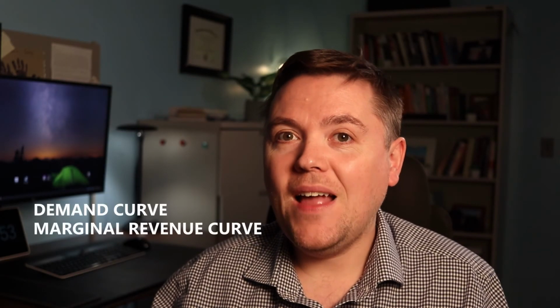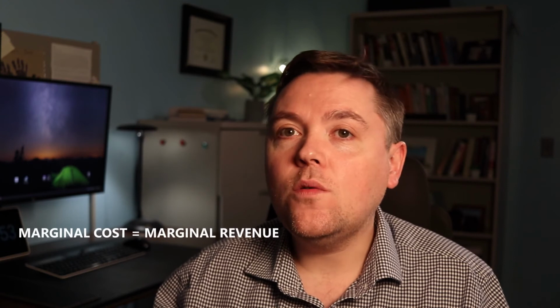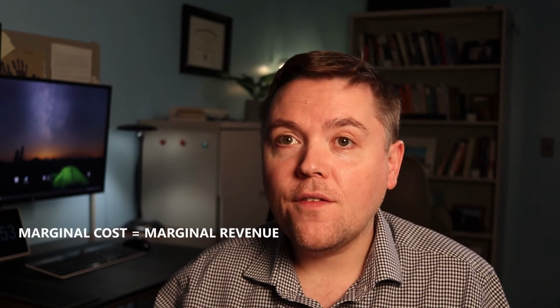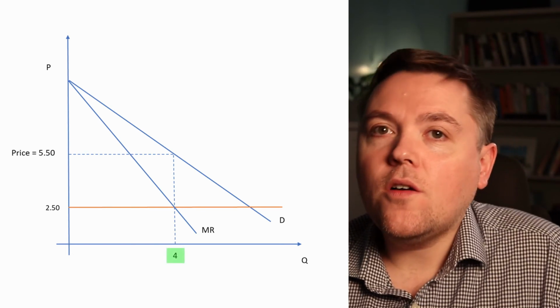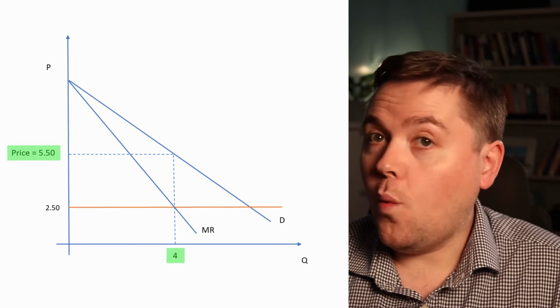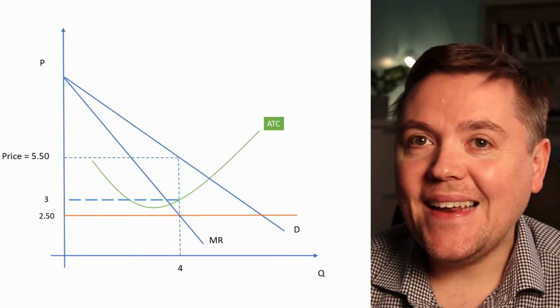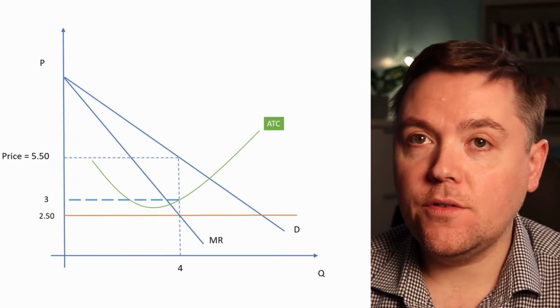Graphically, we need the demand curve, the marginal revenue curve, and the marginal cost curve to solve the producer's problem. We first look for where marginal cost equals marginal revenue on the graph. And in the graph, that's at a quantity of 4. Then we go to the demand curve and see that the market price has to be $5.50 for the quantity to be 4. If we then add average total cost to our graph, we can calculate the monopoly producer's profit.